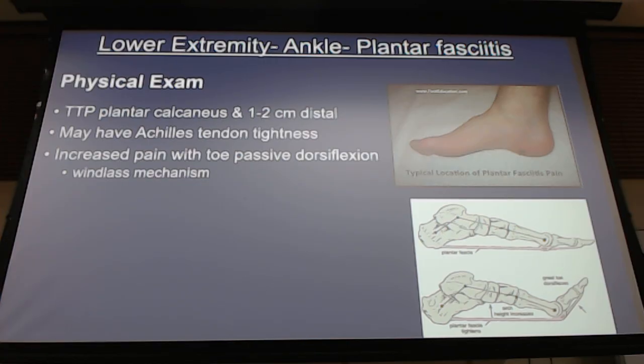So, what do you do on physical exam? Same as you do for any other physical exam. Have a patient walk, take a look at it, right? You check range of motion, and then you palpate. And normally, you may have some point tenderness right at that insertion. You may or may not have heard of the windlass mechanism. Does anybody know what that is?